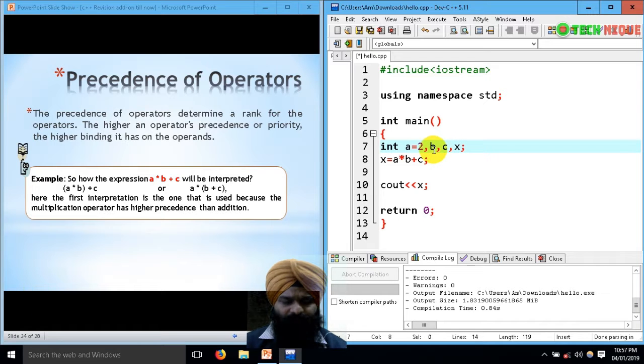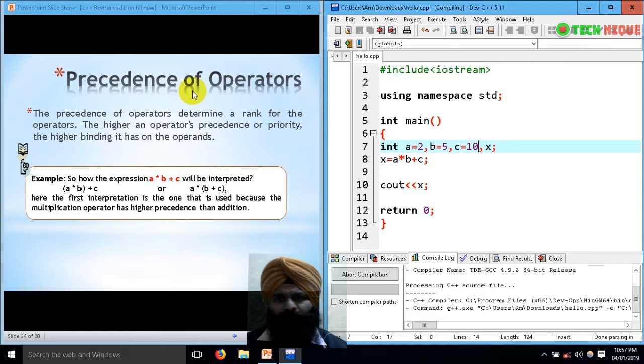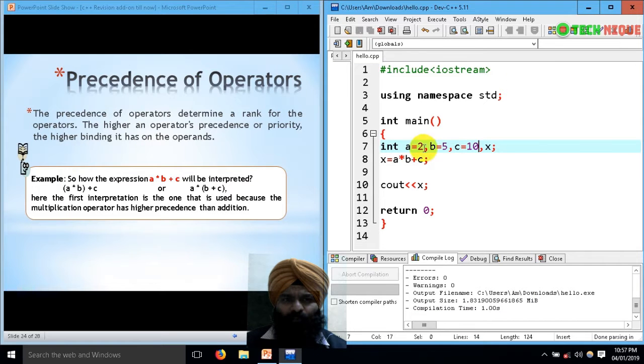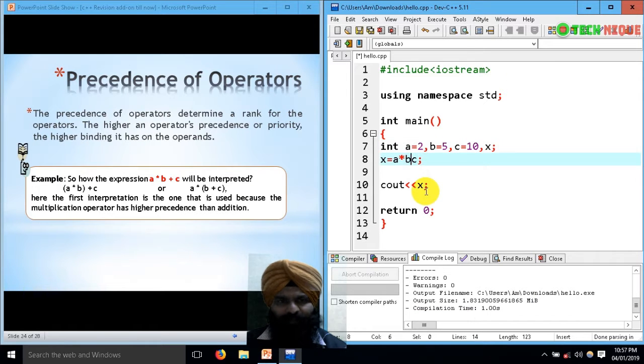Let's give some values to these variables, c equals 10. So now first this is going to be evaluated: 5 2s are 10, plus 10, 20. So I'm expecting 20 on my output screen. So it's correct. So now what will happen if I replace plus with this division?